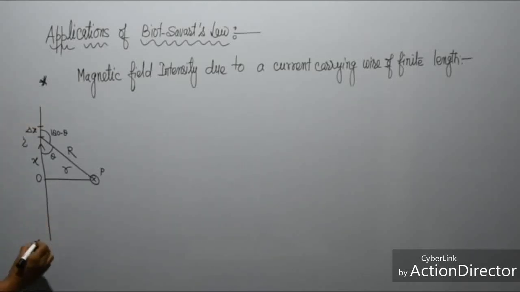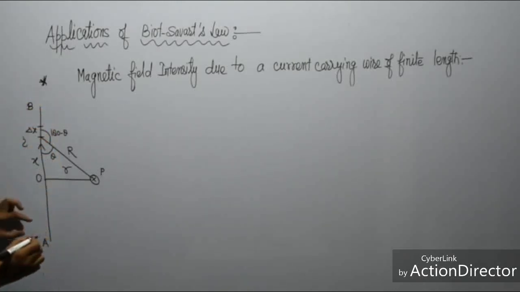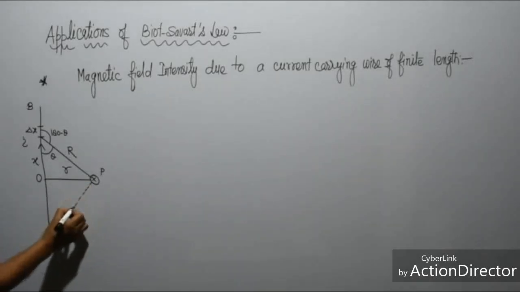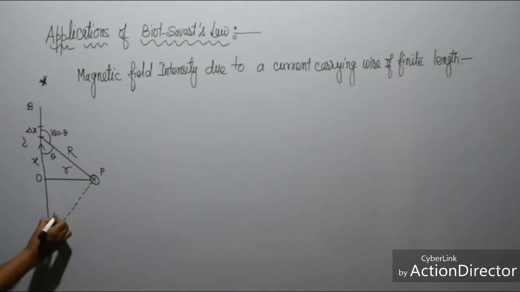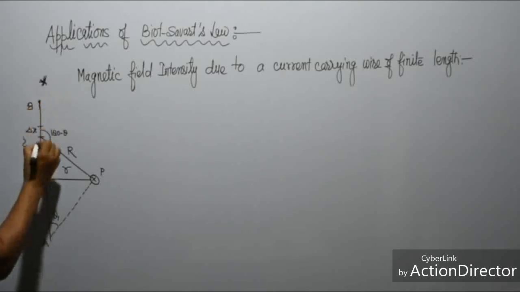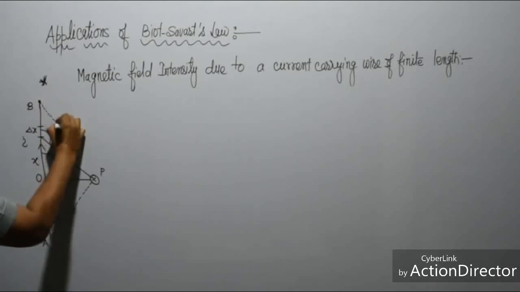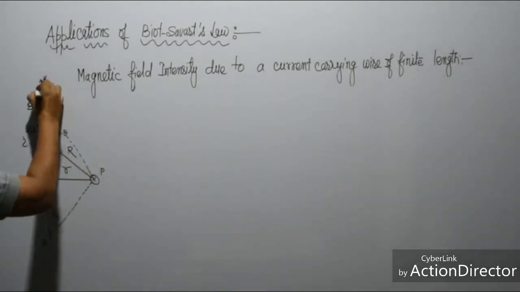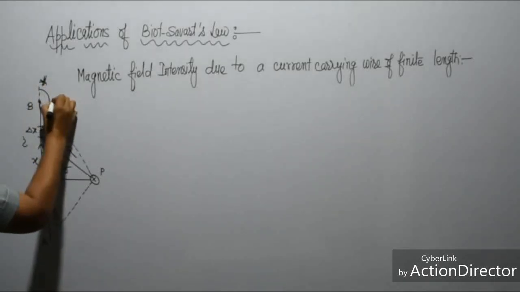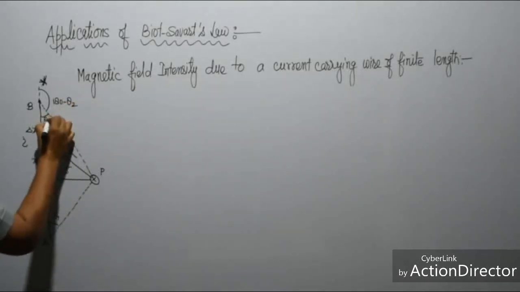This is the wire. One of the ends is A and the other end is B. When we start from A, suppose this angle is theta 1, and when we reach point B taking this delta x along this wire, suppose the final angle in the same direction is 180 minus theta 2, so this angle will be theta 2.